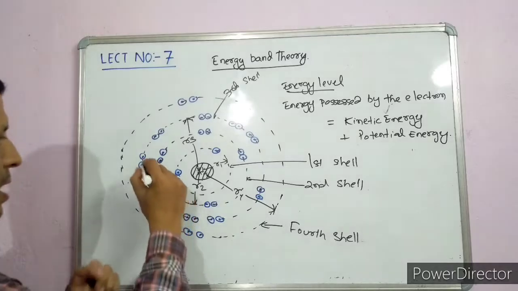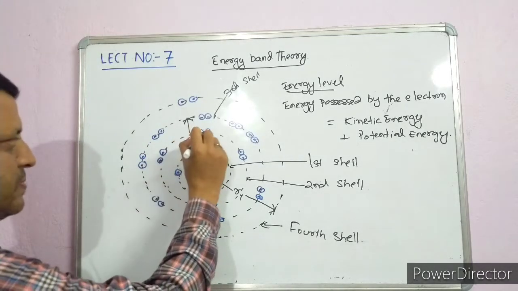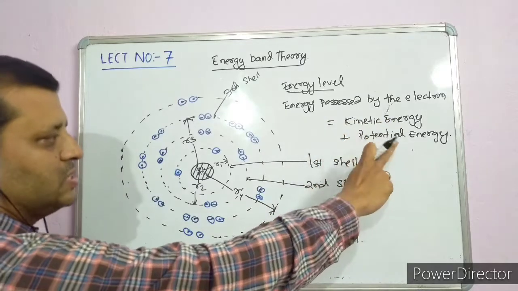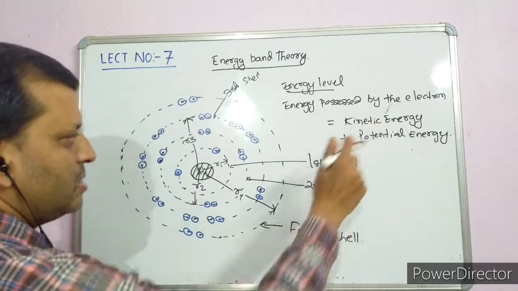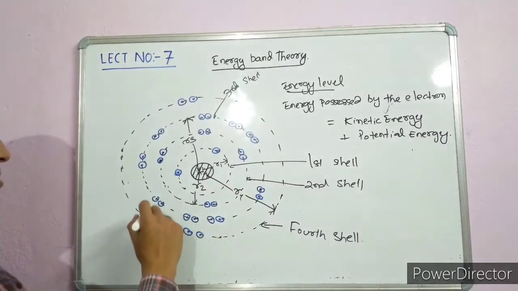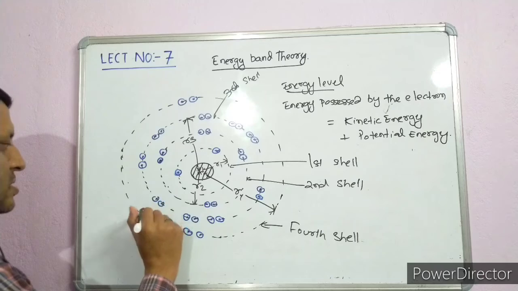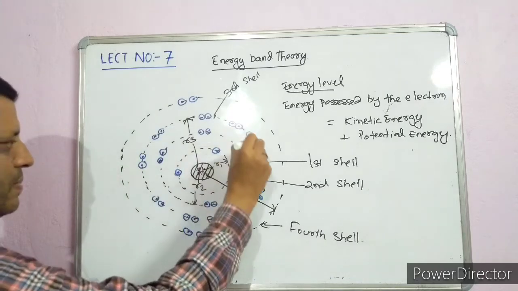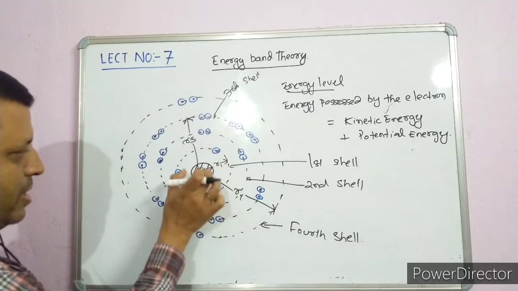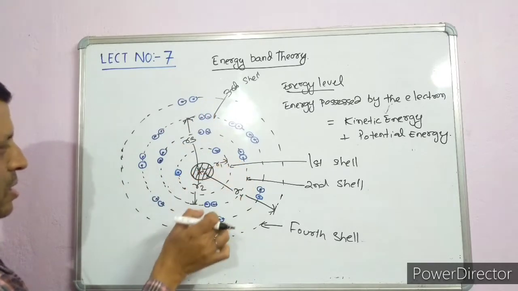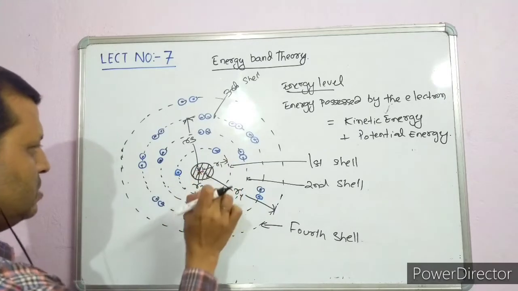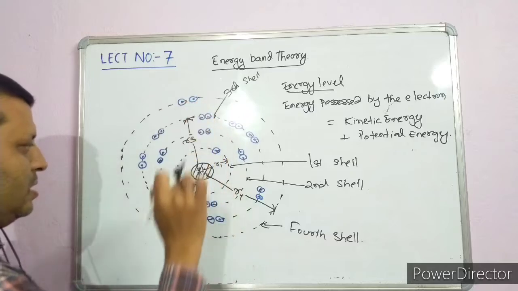Again, the energy possessed by the electrons is equal to the summation of kinetic energy and potential energy. So let's come to the third cell. Again, the same concept. These are the electrons revolving around the nucleus at a distance of R3. The first cell was at a distance of R1, the second cell at a distance of R2, and the third one is at a distance of R3.